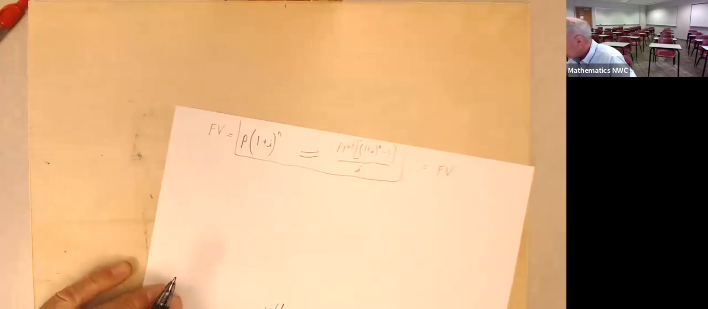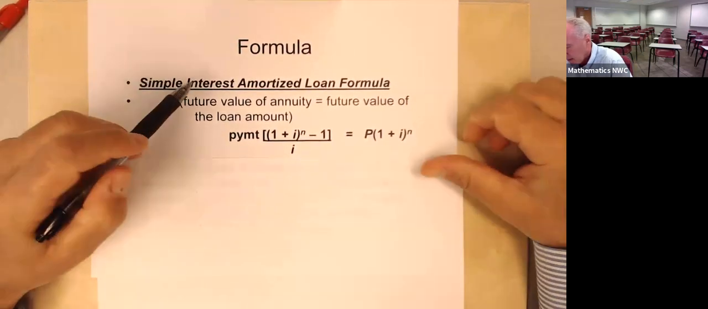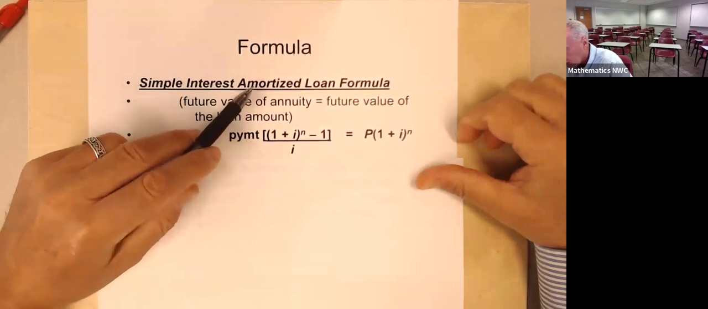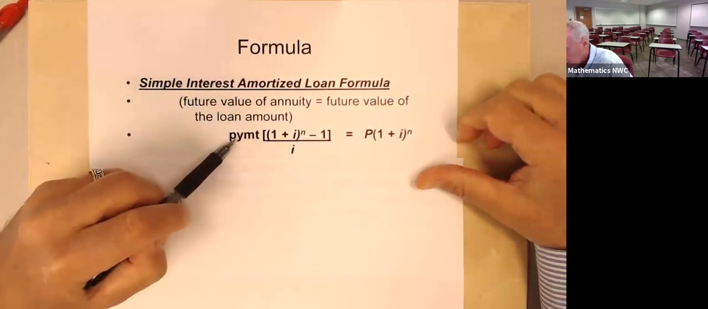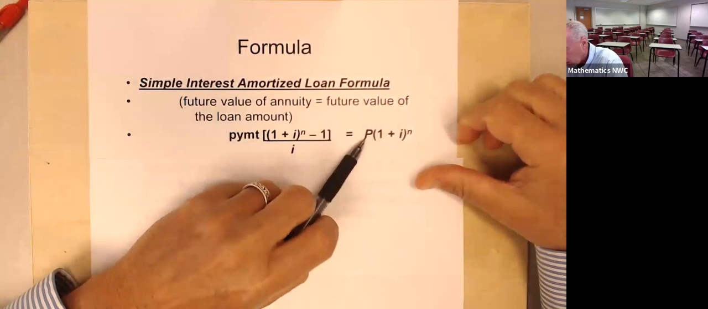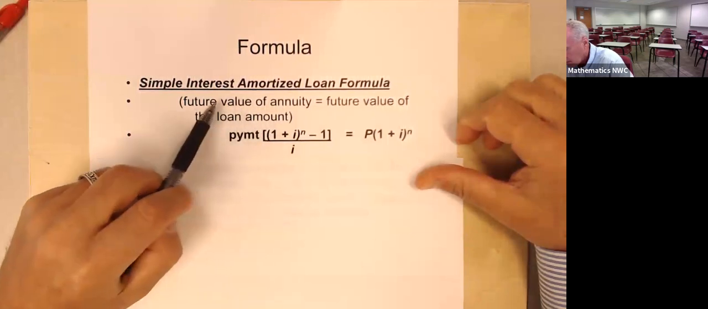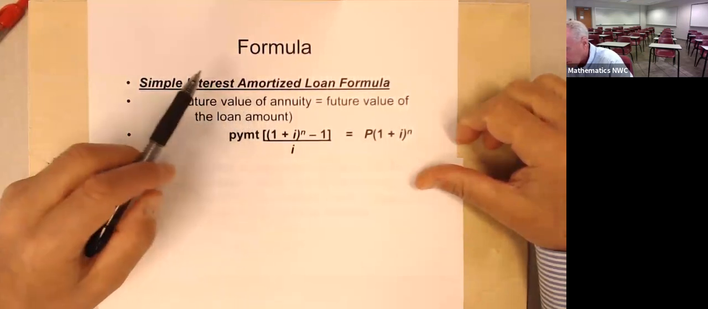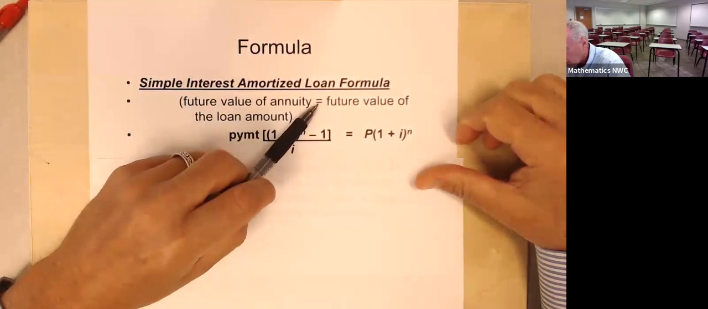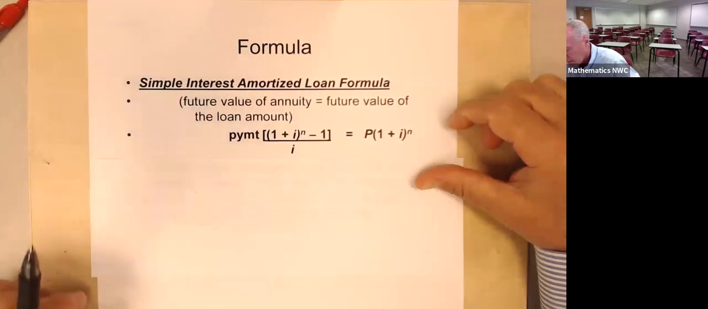I'm going to put it in a little bit better form here so you can copy it down. Here is that formula for a simple interest amortized loan. This becomes your monthly payment, your house payment every month. This principal is the amount that you have borrowed. It's the future value of the loan amount. The left side is the future value of the annuity, we want them to become equal. That's when they finally become equal, the house will be paid off.